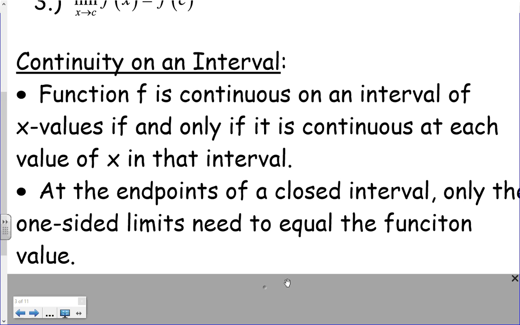At the endpoints of a closed interval, which means that you are including the endpoints, only the one-sided limits need to be equal to the function value. And that's because technically the function might not exist on the other side, or at least it's not even part of the interval you're considering. So at the endpoints, you only have to consider one-sided limits in order for it to be continuous.